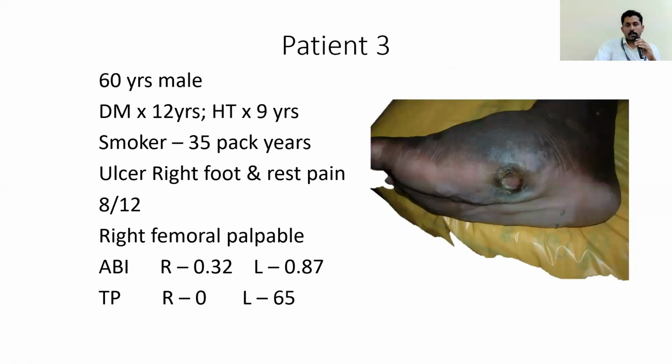Then coming to the next patient, a 60-year-old male patient, diabetic, hypertensive, smoker. The patient has an ulcer on the plantar aspect of the right foot. The right femoral pulse is palpable, distal pulses are absent. ABPI, as shown, is low. Toe pressure on the right side is 0, and on the left side is 65. So what can be done in this patient? Any input?